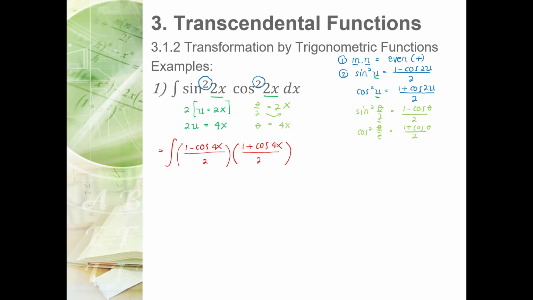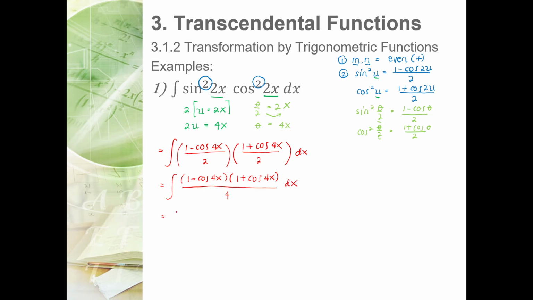So the difference of two squares, di ba, in the numerator. So what you'll have here, if we take this one step by step, is 1 minus cosine 4x times 1 plus cosine 4x all over 4 dx.